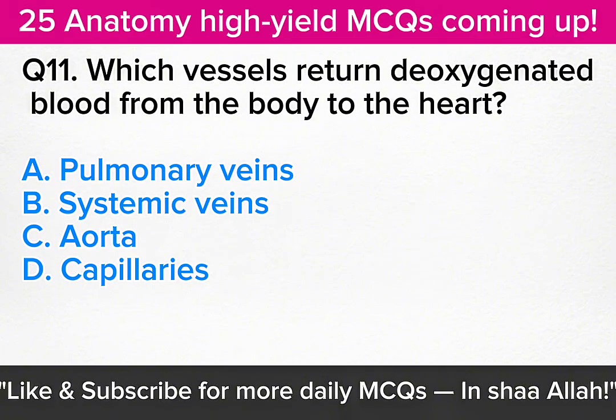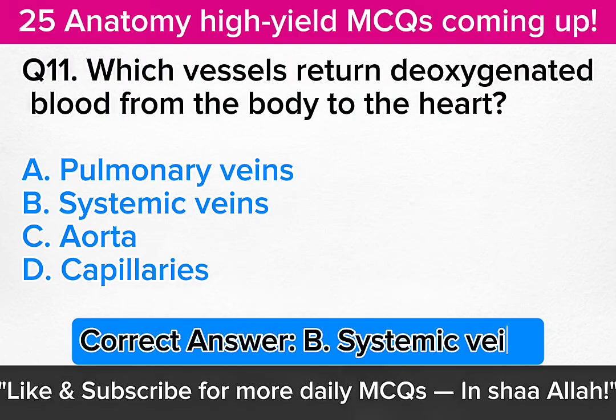Q11. Which vessels return deoxygenated blood from the body to the heart? A. Pulmonary veins. B. Systemic veins. C. Aorta. D. Capillaries. Correct answer: B. Systemic veins.